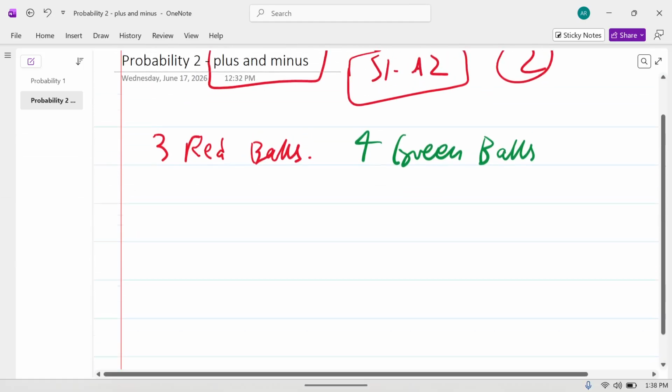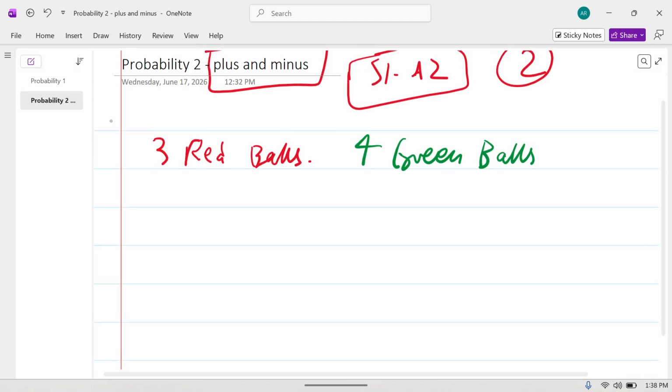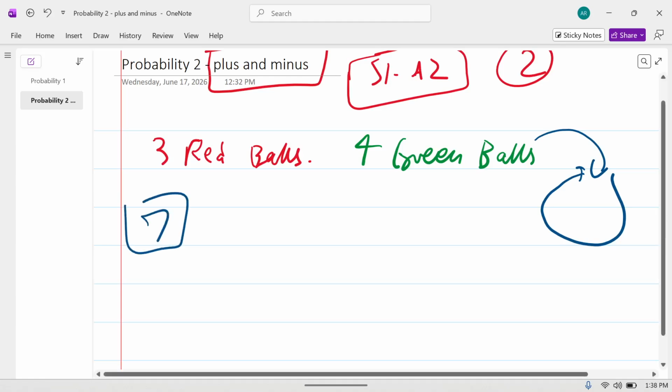So you've got three red balls and four green balls, right? Inside of a bag, you've got all these balls, right? So now, if I was to ask you how many total outcomes are there, you would say four, five, six, seven. Seven are the total outcomes, right?